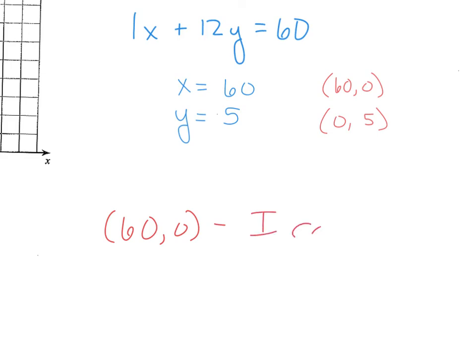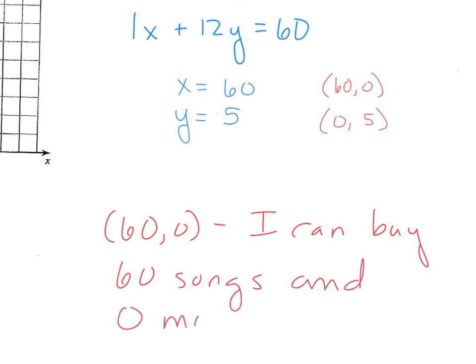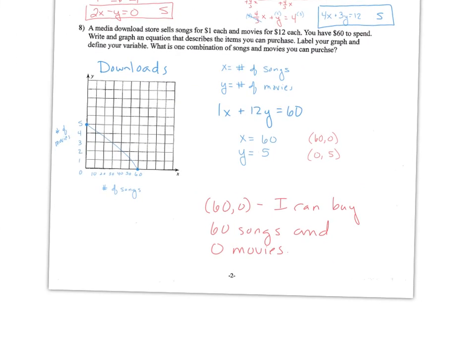I can buy 60 songs and 0 movies. Okay. Now, if you want to use this other guy, 0, 5, you would just say I can buy 0 songs and 5 movies. All right, and that concludes these notes.